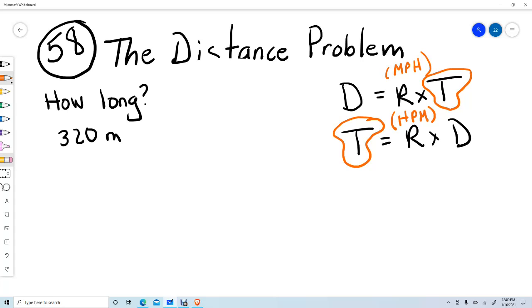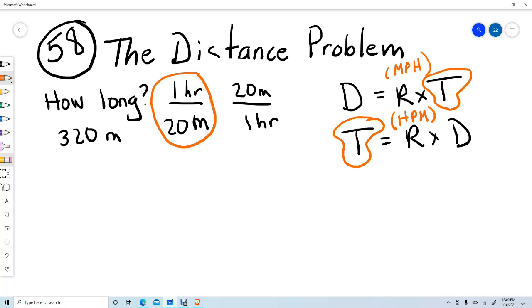So we already had the two rates. In 1 hour, he could go 20 miles, and 20 miles per 1 hour. It's important, I'm going to need these two rates. All right, so let's go ahead and use this one first.